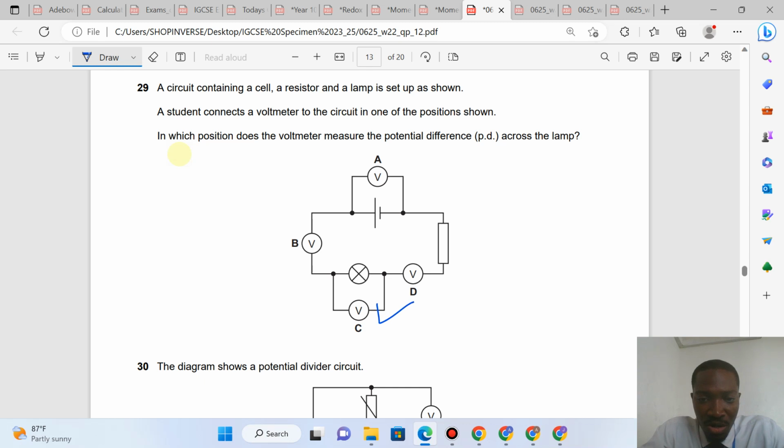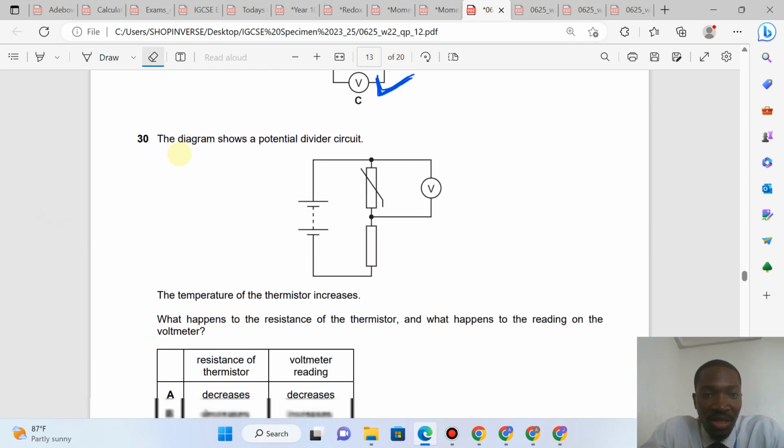This is good, but this is not good, because these voltmeters are not measuring anything. Also this is measuring the voltage across the cell, not across the lamp. So it's only C. This is the correct connection that measures voltmeter across the lamp. That is option C.